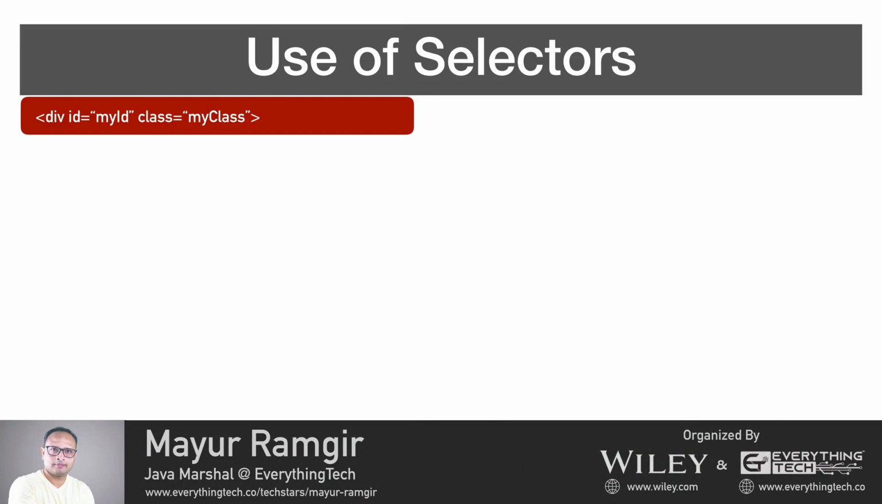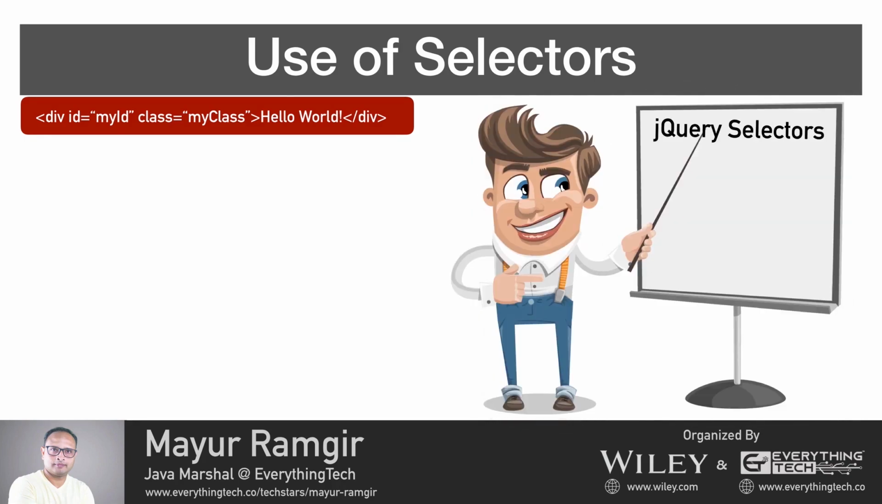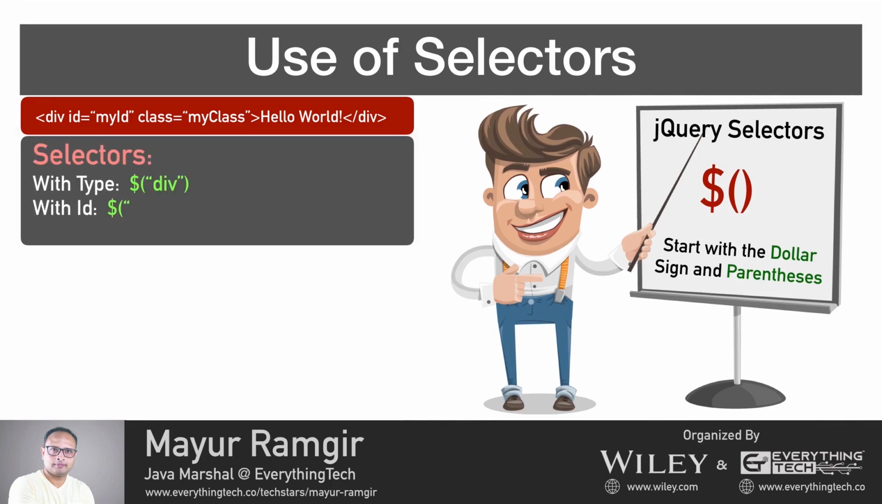Use of selectors. Take this div element example which has ID as myID and class as myClass and contains the value hello world. jQuery selectors start with the $ and parentheses. So in this div example, we can use a type selector like dollar, then open bracket and div in double quotes, followed by close bracket.